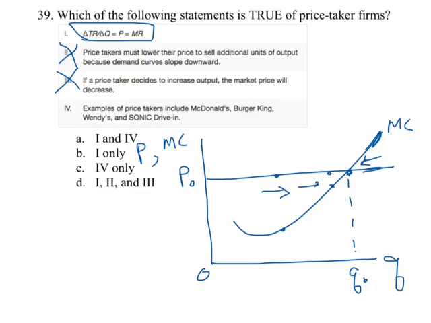And then finally, examples of price takers include McDonald's, Burger King, Wendy's, and Sonic Drive-In. Well, anytime you're in an arena where firms are advertising, to the extent that they're successful, there's going to be some loyalty. And so we're in a world of differentiated products, and such a world is not one where firms are price takers. So McDonald's could raise the price of a quarter pounder and not lose all its business. It might lose a lot of business, but it wouldn't lose all its business the way the perfectly competitive model would dictate. So B is the only answer that makes sense. Only one is true. All the others are untrue.